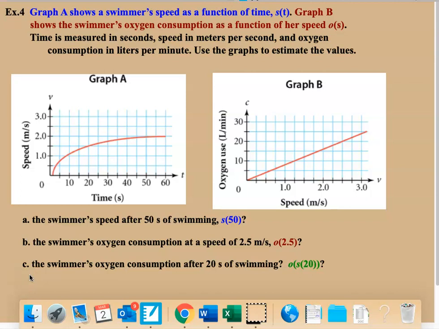So for the first one, speed after 50 seconds of swimming, are we going to use graph A or graph B? Graph A, and we just say, all right, what's her speed at 50 seconds? We go to 50, her speed is around 2 meters per second, right?